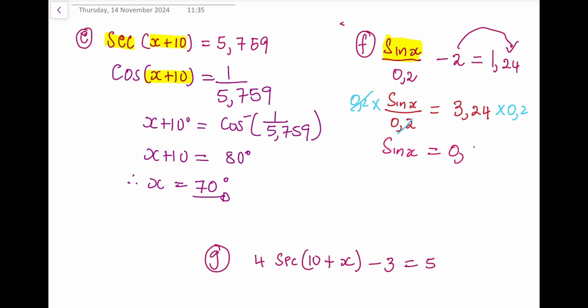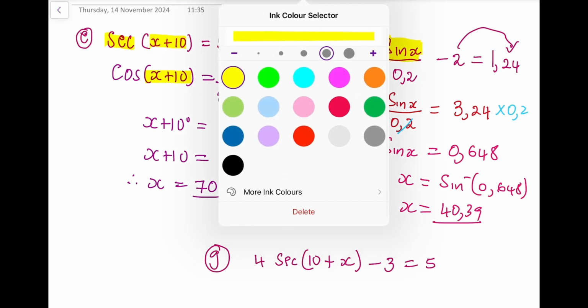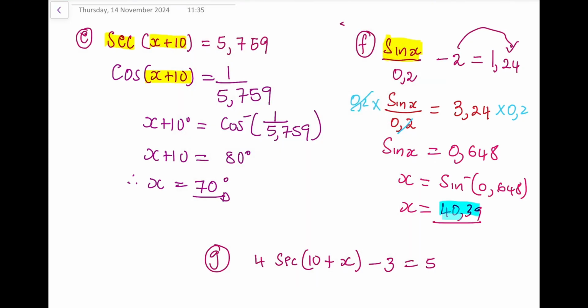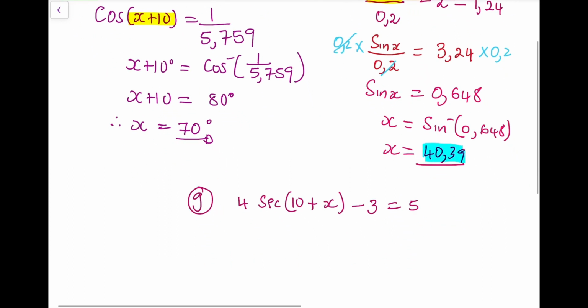So this is 0,648. And then I will find my x as x is equal to arc sine 0,648. Now it will give me 40,39. And again, you need to make sure that your calculator is in degrees. At the top there must be a small d representing degrees. Your calculator must be in degrees, otherwise you will get wrong answers. And then let's move to G very quickly.